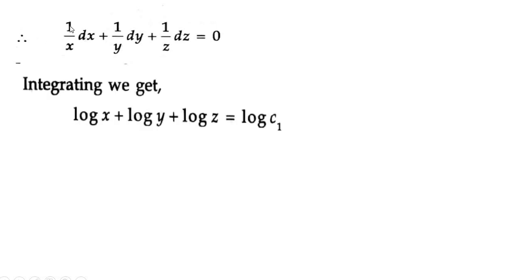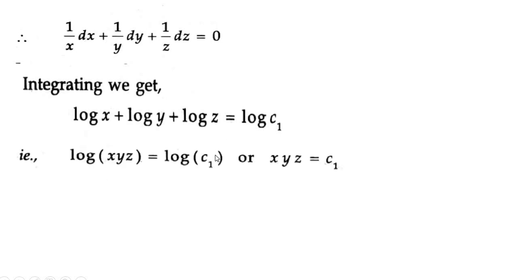On integrating this, integration of 1 by x is log x, 1 by y is log y, 1 by z is log z, equal to integral constant log c1. So what is log m plus log n plus log p? Log m plus log n plus log p is log of mnp. So similarly, log x plus log y plus log z is log of xyz equal to log c1. Apply antilog on both the sides, so you get xyz is equal to c1. That is my final answer. Okay, so that is not done.